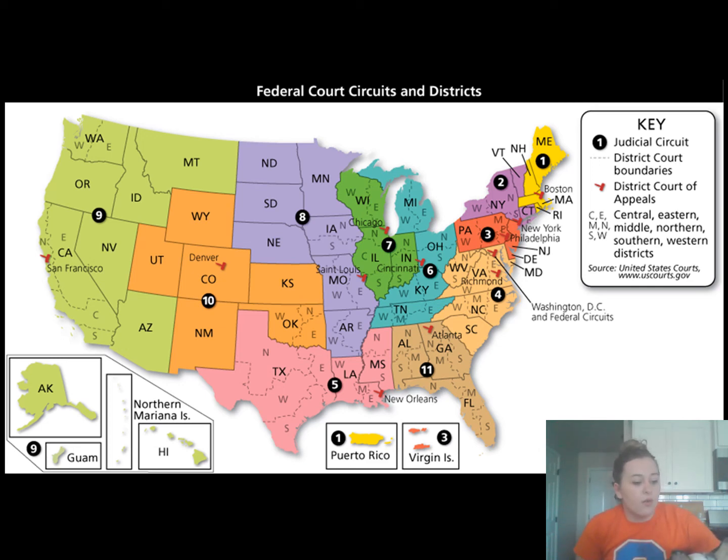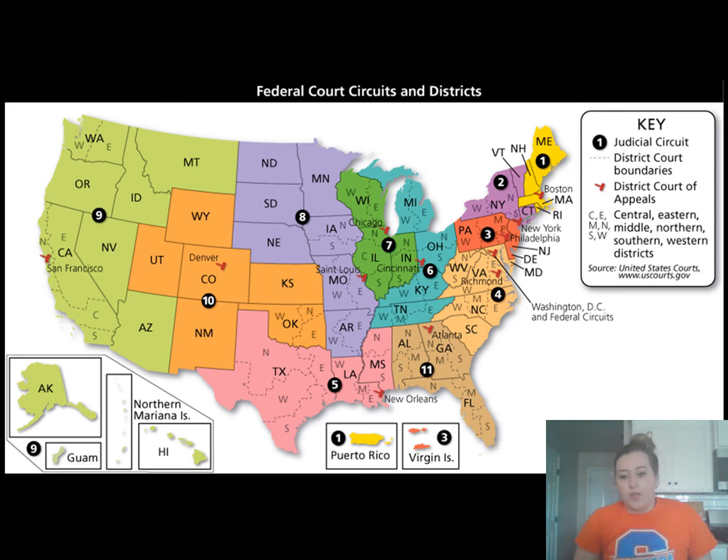So these Courts of Appeals only have appellate jurisdiction. That means they don't get to hear the case for the first time. It's already been heard before. Like I said, they do not conduct trials. There's no jury. There's no new evidence admitted. It's just the judges reviewing the facts of the lower court. Less than 1% of their decisions are appealed to the Supreme Court. So for most cases, this is the end of the road.